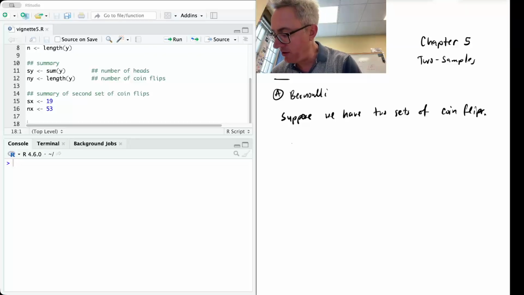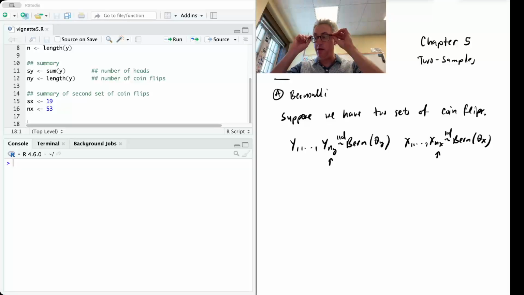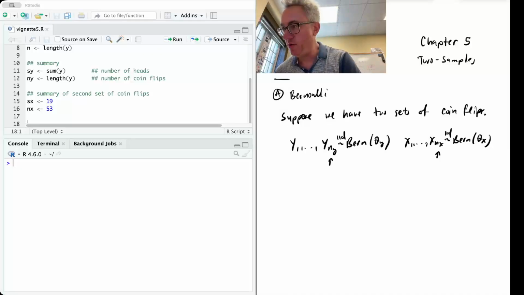So the model for that could be the first set is y's that are Bernoulli with parameter theta y, and the second set are x's with their own parameter theta x. Both of them are IID, and notice that we don't need to have the same number of coin flips from the two populations. So we've got ny for population y and nx for population x. And the thing that we want to know is if they came from the same coin.